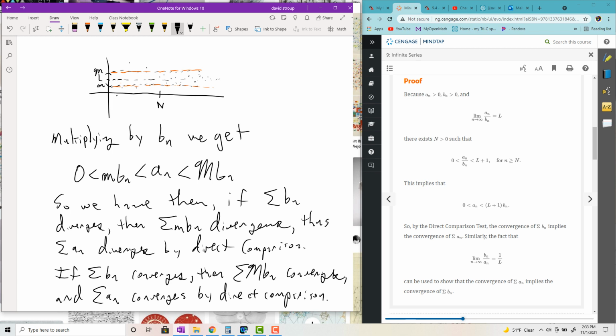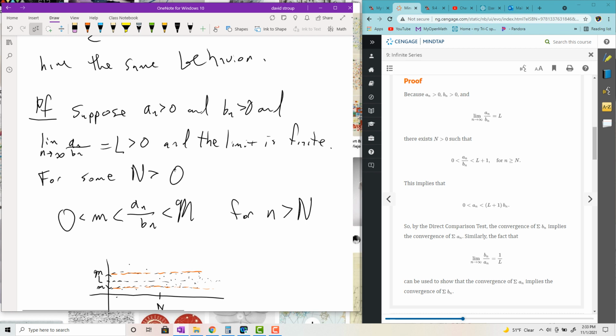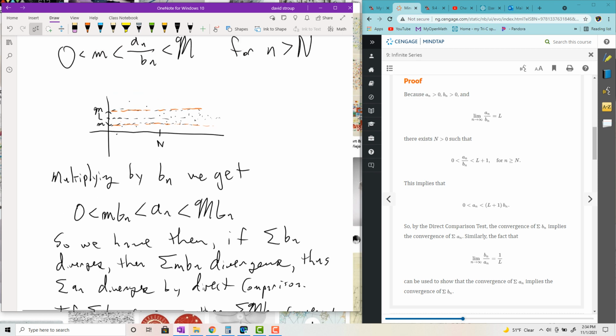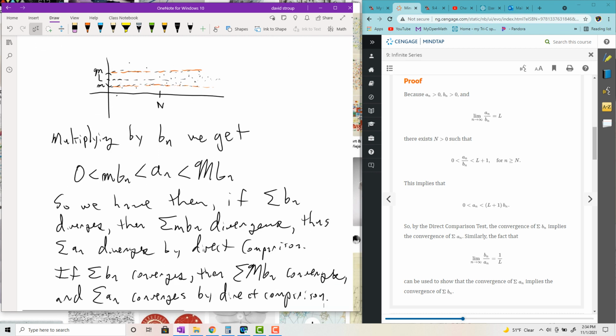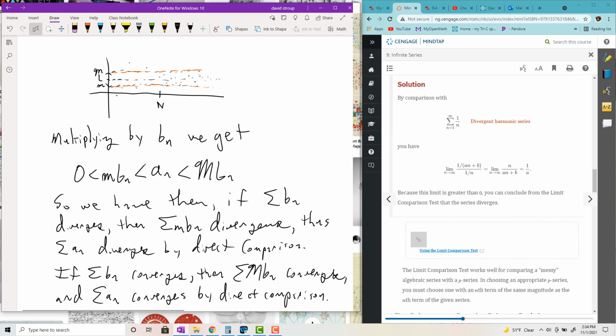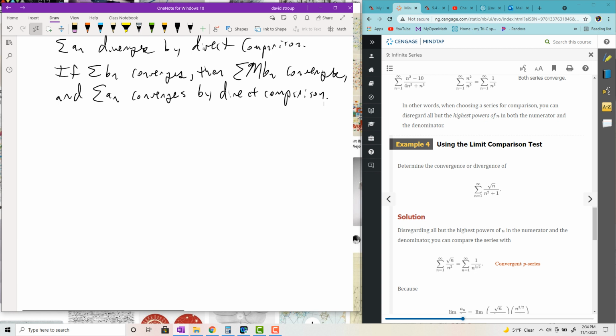Okay, so that's why we have the conclusions that we do. It's not just that if you have a limit that converges, well, then they both converge, right? No, it's the convergence of this ratio that allows us to build an inequality that allows us to take advantage of the direct comparison test, and then we make our conclusions about the behavior. So let's look at, I guess, example 4.